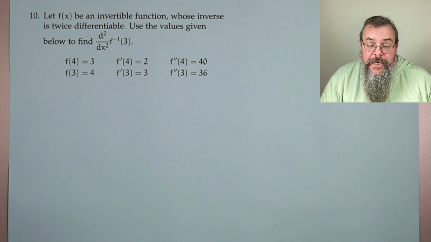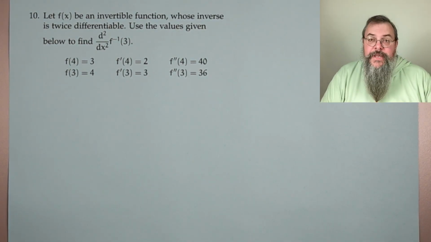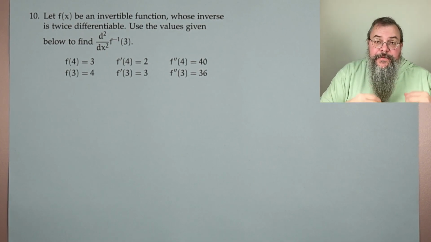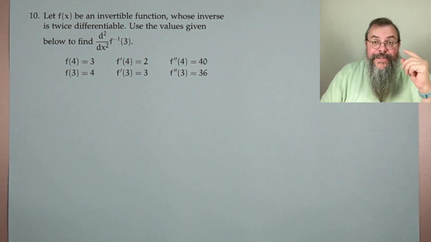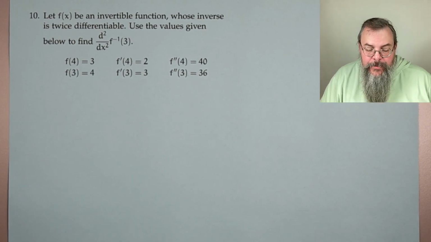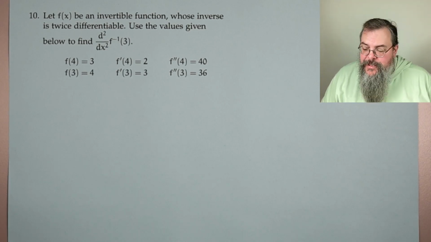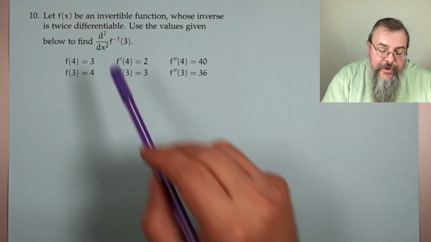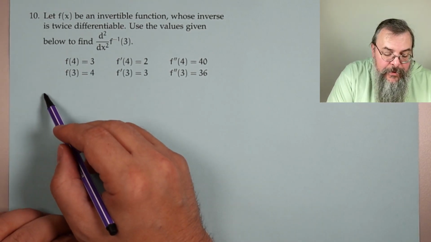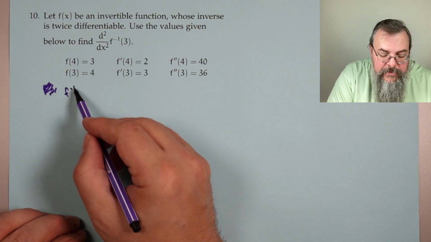Let f of x be an invertible function whose inverse is twice differentiable. Use the values given below to find the second derivative of f inverse at 3. Interesting. All right. Well, let's figure this out. So we need to find the second derivative of f inverse. So how do we do that? Well, let's start. We have f inverse of x.